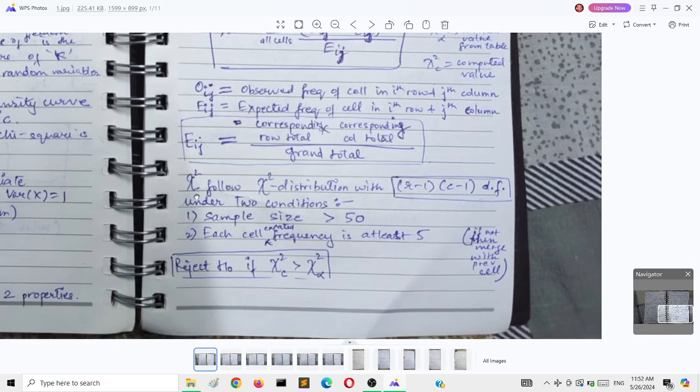Now chi-square follows the chi-square distribution with (r minus 1) into (c minus 1) degrees of freedom. Df stands for degree of freedom, right? So if you want to calculate the degree of freedom of a particular table when you have r rows and c columns, then the degree of freedom will come out to be (r minus 1) into (c minus 1).